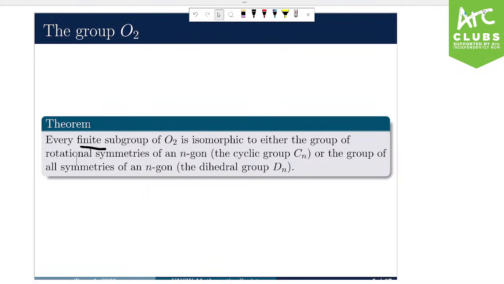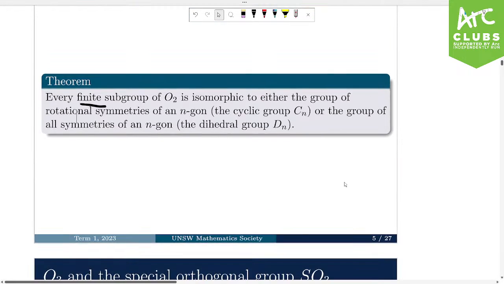In chat it says these are still the slides from last year. There are some similarities, yes.